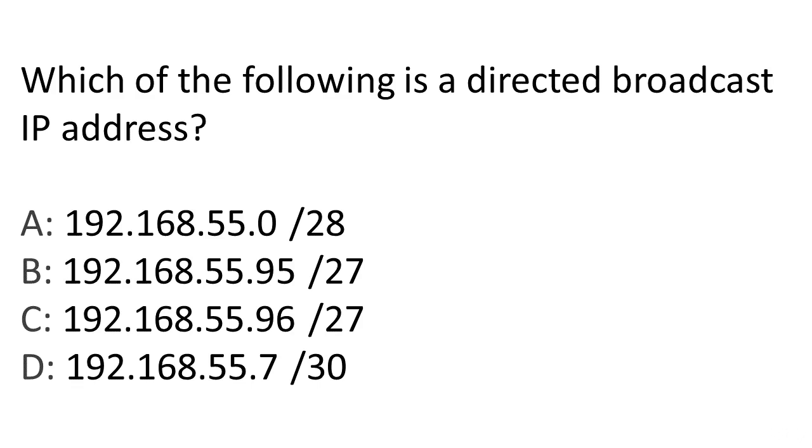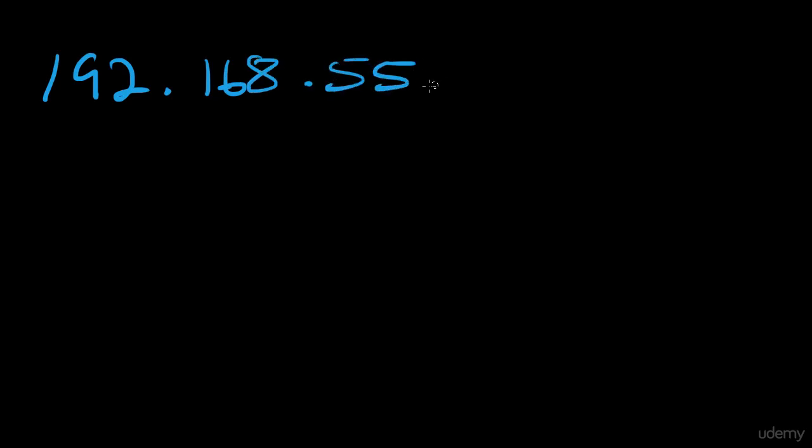Which of the following is a directed broadcast IP address? The first IP is 192.168.55.0/28. Is this IP a directed broadcast IP? What is the definition for a directed broadcast IP?